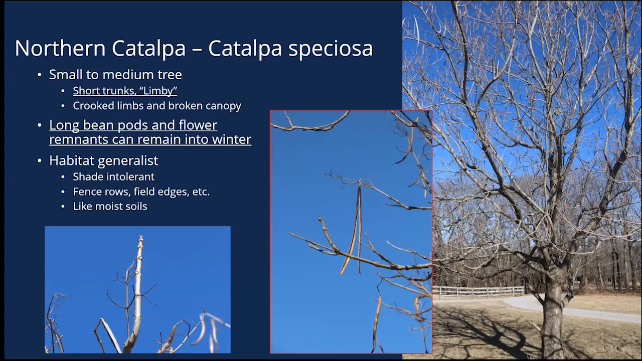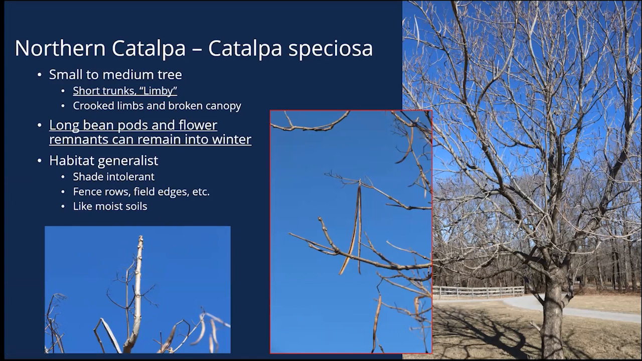You often can find their long bean pods. They're not really bean pods, but the long fruit pods hanging off of them even into the winter, or you can find the remnants of their flowers like you see here on the lower left, or you can see those thick twigs with the swollen leaf scars. It really jumps out to you even in the winter. It's easy to identify with those.